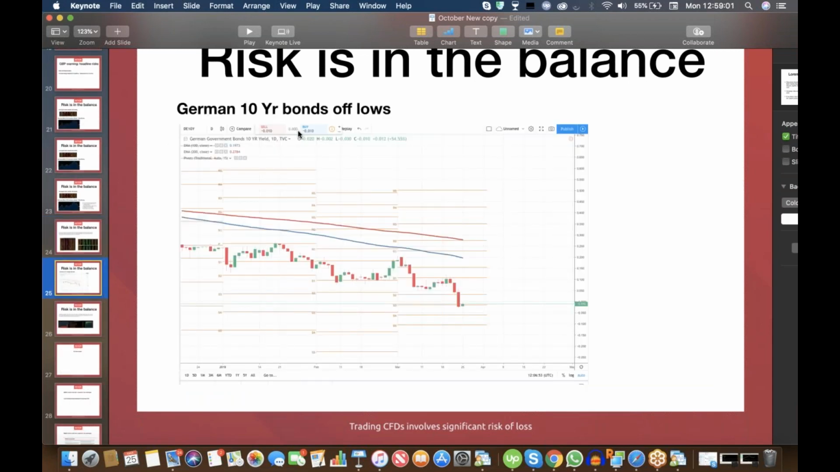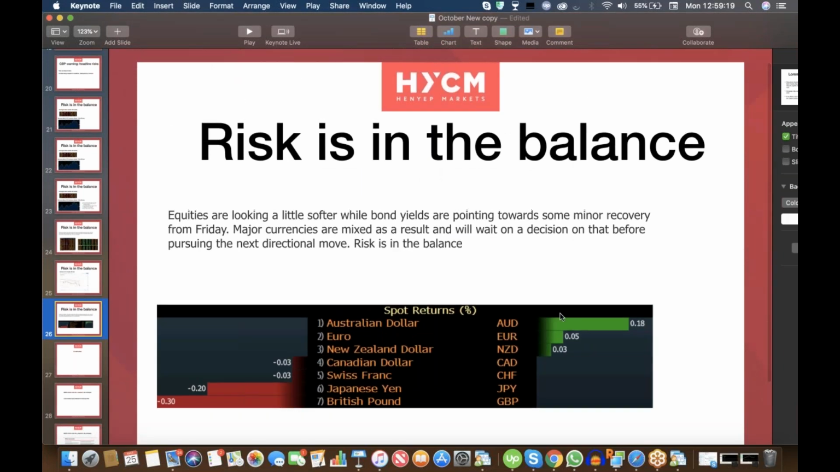This was the German 10-year bonds. They dropped very heavily on Friday. See this candle here? Big drop through support 2, through support 3, and is now testing the support 3 pivot point, but off the lows. Okay, so just be aware of that. Risk is in the balance, so we don't know which way we're going to go. We had the bad data on Friday, slightly better data on Monday, so the market is in making-your-mind-up time.